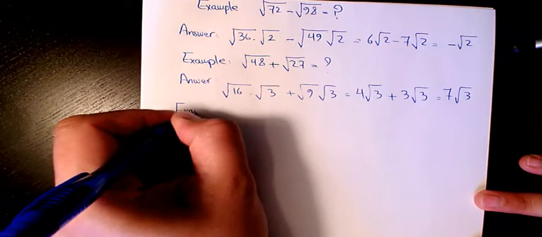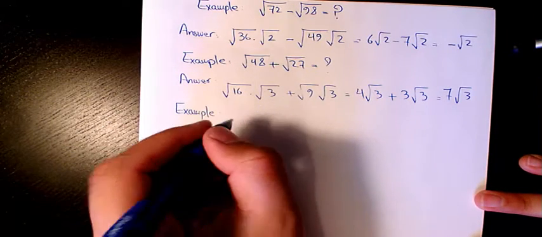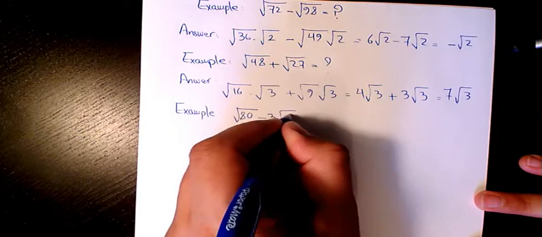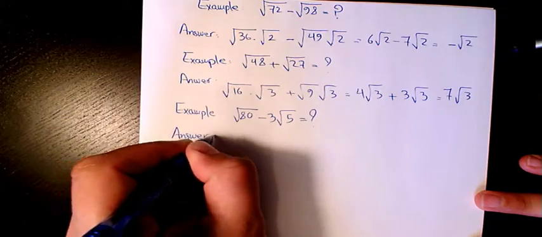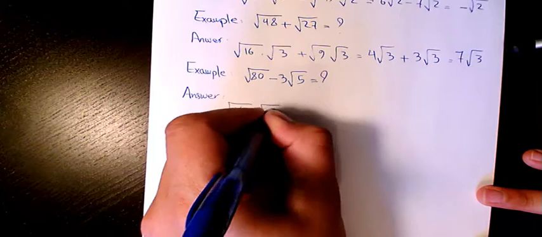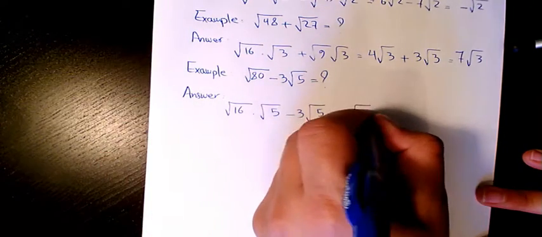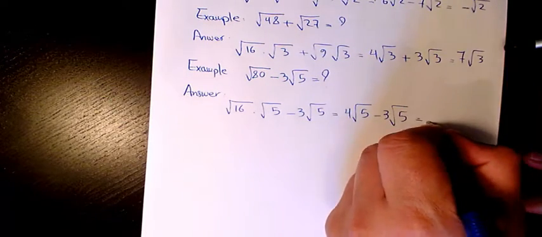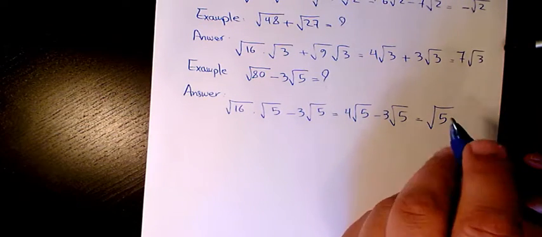Next example is square root of 80 minus 3 root 5. Answer is square root of 16 times square root of 5 minus 3 root 5. That makes it 4 root 5 minus 3 root 5. 4 minus 3 is going to be 1. 1 times root 5 is going to be root 5.